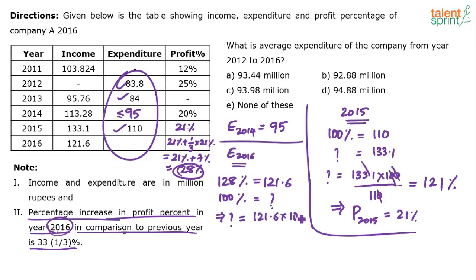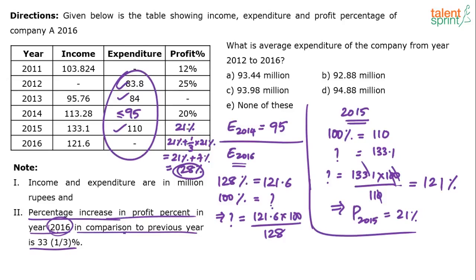121.6 into 100 divided by 128. Now simplify this. So let me just do one thing. Is there a direct cancellation possible? I'm just looking at that. 1216 by 128. So this is like 640, 360 plus 216, 560, 576.